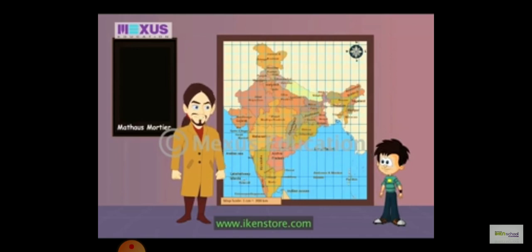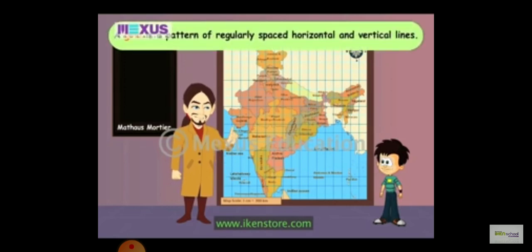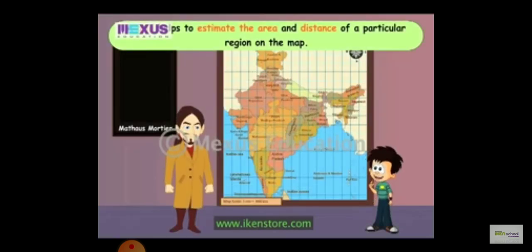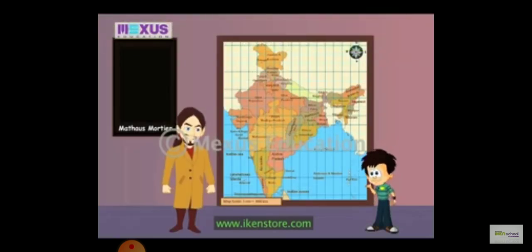Oh, these? Well, this is a grid. Matt, what's a grid? JC, a grid is basically a pattern of regularly spaced horizontal and vertical lines. Grids help us to estimate areas and distances on maps. Oh, area and distance both. But how? JC, look at the map and tell me what's written on the bottom left side.